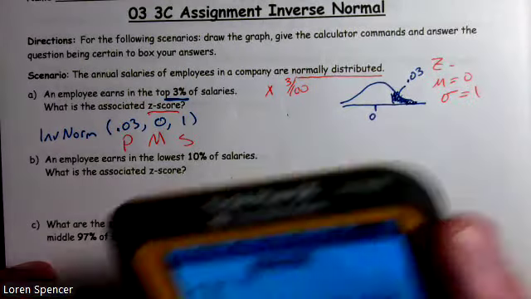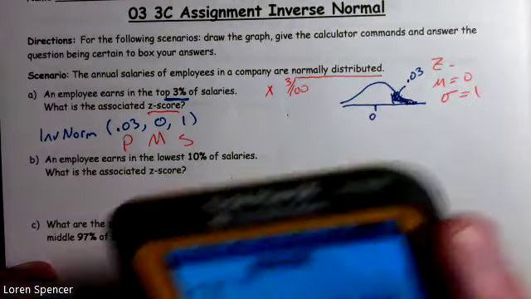If your calculator only works from the left, here's what you're going to need to do. You're going to go second vars, inverse norm. And where it asks for the area, you can go parenthesis 1 minus 0.97, close parenthesis, divided by 2. And your calculator will be set to the left automatically. And there's my lower bound. And because it's symmetric about 0, you also know that there's going to be a positive and a negative value.